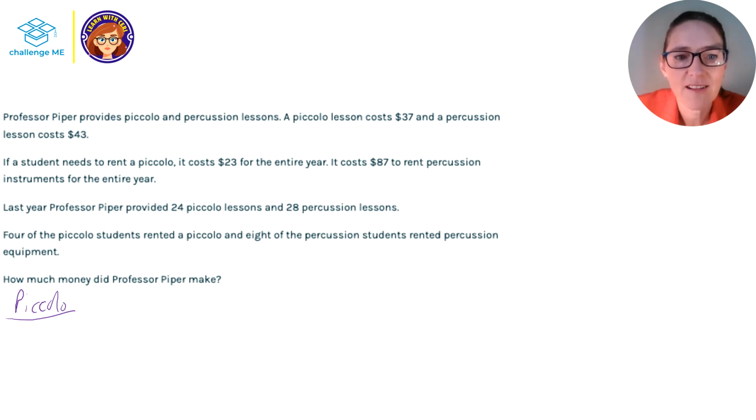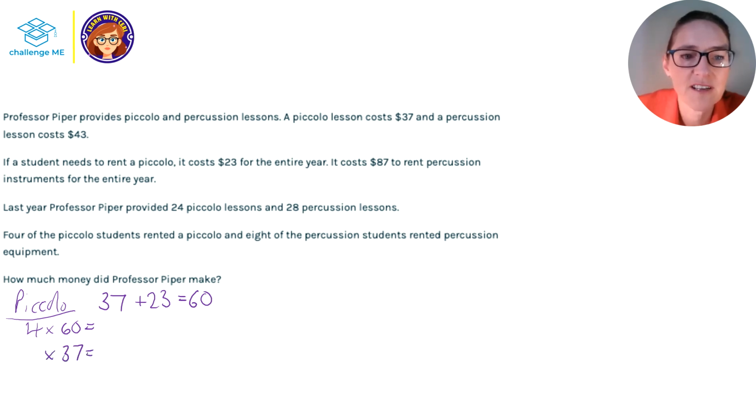So for those 4 people, they need to pay their rental and their lesson. Now the rent plus lesson is going to be 37 plus the extra 23, which is a nice quick add because of this 7 add 3. So 7 and 3 is 10, 30 and 20 is 50. So it's $60. Let's imagine that those first 4 lessons for those pupils cost $60. And then after that, all the other piccolo lessons are at a rate of $37. There's 24 lessons altogether, so 20 lessons are at 37.